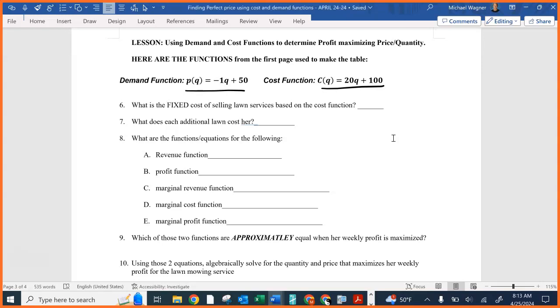Okay, so we learned a little bit earlier that we use these functions right here, demand and cost, right? So we made the table, and that would take a while, especially if you had hundreds or thousands of different data items, right? But if we've got the equations, we don't need to do it. So a few things about it.